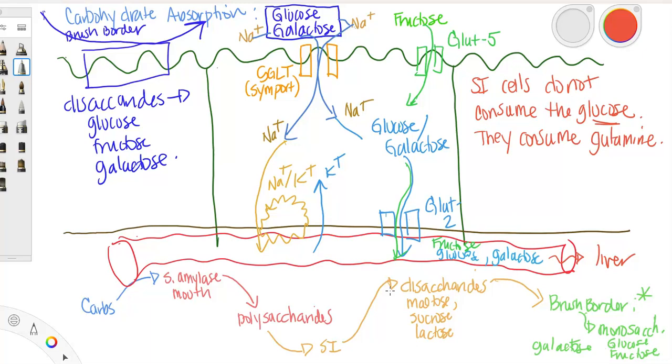All right. I think that's it. All right, and now we'll talk about protein absorption, very similar to carbohydrate absorption. So we'll go over that.